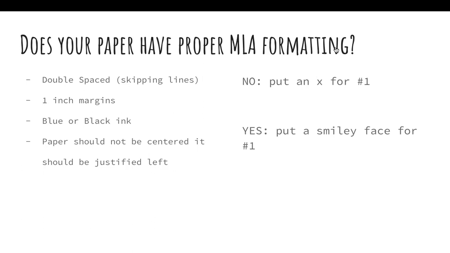Does your paper have proper MLA formatting? Your paper needs to be double-spaced with 1-inch margins, using blue or black ink. Papers should not be centered. It should be justified left. I set up your document in Google Classroom like this. If you change my formatting, it will not be like this. So if your paper is not formatted correctly, put an X for number 1. If your paper is formatted correctly, put a smiley face for number 1.